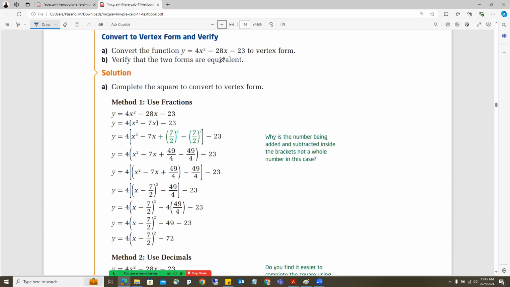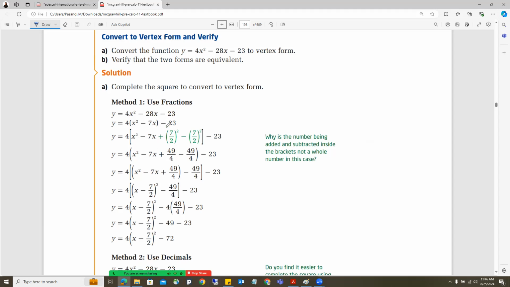See, this one, 4x squared minus 28x minus 23. Now see, we have to take this 4 out. If we take this 4 out, we get x squared minus 7x. But what they have done here is they have taken the 4 out from only the first two terms. Then half of this 7 is 7 over 2. Then x minus 7 over 2 squared.